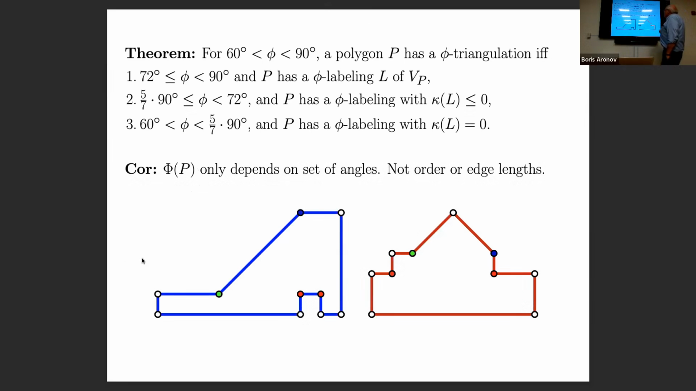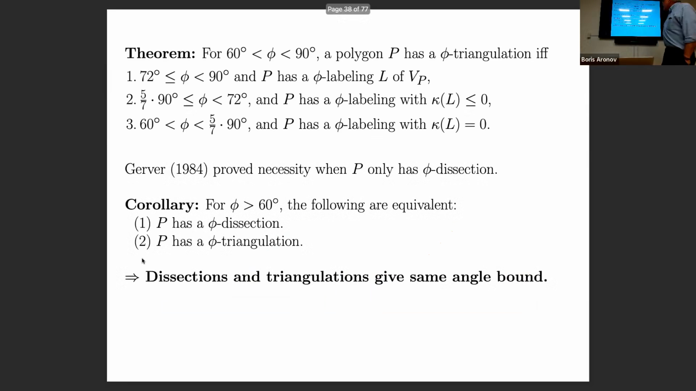Another fun thing is that these conditions only depend on the list of angles in the polygon. It doesn't matter what order they occur in, or how long the edges are. Here are two polygons that have exactly the same sets of angles. I colored them so they'd be the same: the green angle is 135, the white ones are all 90, and there's the same number of dots. So just looking at this picture, the theorem says the optimal angle, whatever it is, is the same for both of them. That's something that falls out of this.